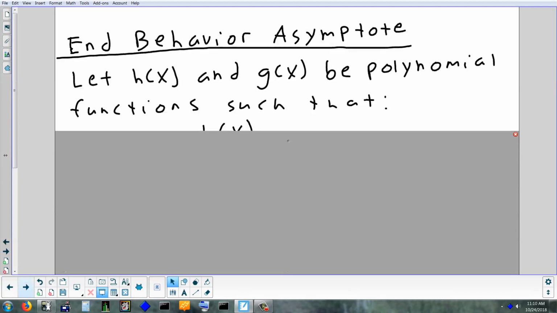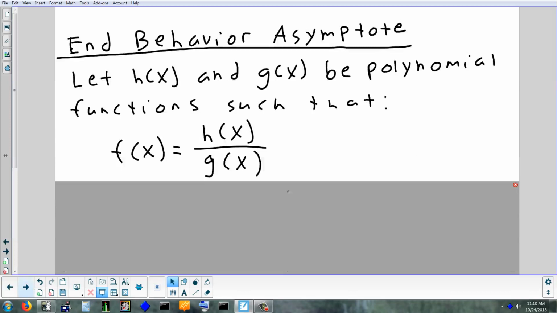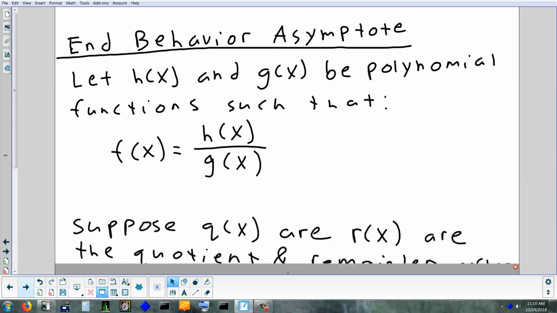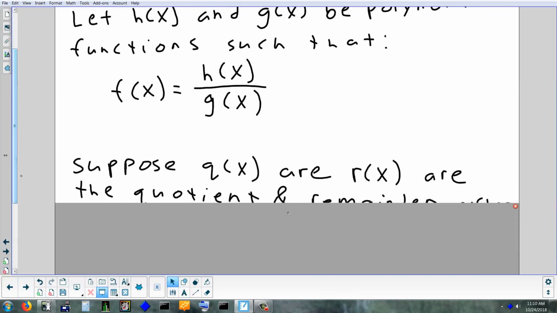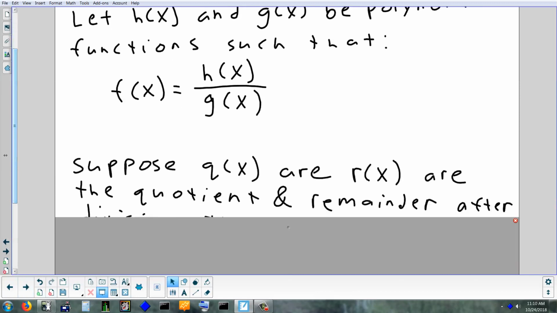So first, this assumes that you're dealing with rational functions, which is what this whole chapter is about. So you've got two polynomials, h of x and g of x, and you're going to divide them. Well, you already know how to find the end behavior asymptote. I taught you that last week. I didn't call it an end behavior asymptote. I called it long division, or synthetic division. Well, that's what you have to do here. Okay, to find the end behavior asymptote, you would do division.